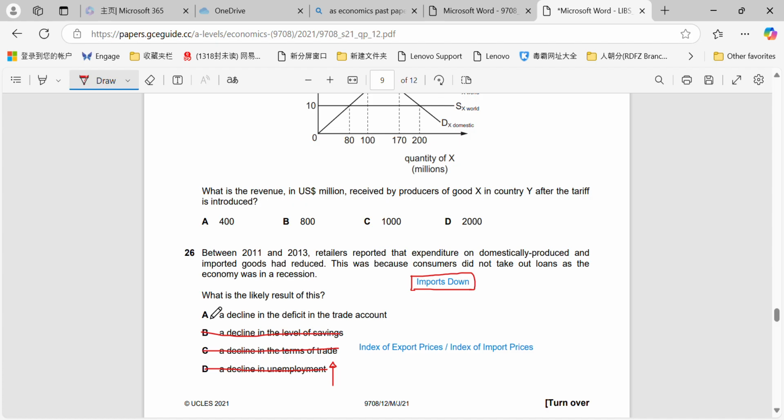But what is likely is to have a decline in the deficit of the trade account, and that is because imports go down. So if exports stayed the same, then we would expect that the deficit in the trade account on the current account of the balance of payments would decline. Remember, deficit is imports down and exports up, or imports down and exports stay the same. So in this case, a decline in the deficit will mean exactly that. It will mean that our imports are going down and our exports are either staying the same or our exports are increasing.